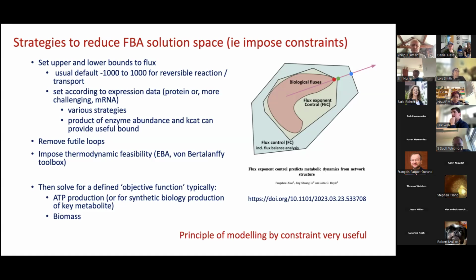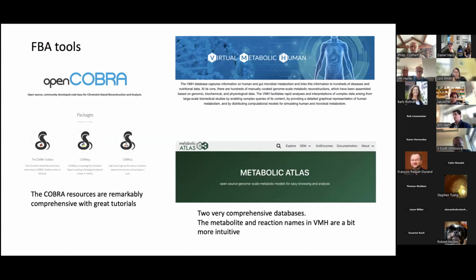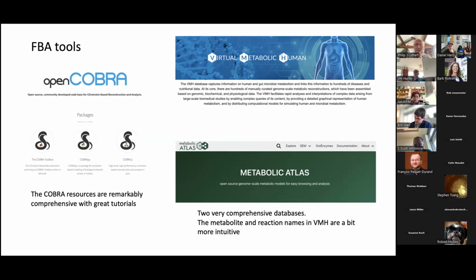And I think this principle of modeling by constraint, as opposed to necessarily building models up from small component parts that become deterministic, is going to be increasingly important. So as with CellML and OpenCOR, there are lots of tools available. The OpenCOBRA repository has tools written in MATLAB, Python, and Julia, particularly in the COBRA toolbox, which is MATLAB, with great tutorials. Actually, they're pretty good in COBRApy as well.